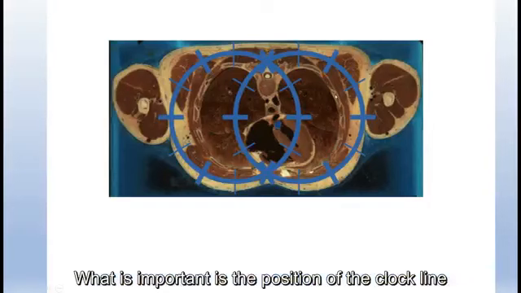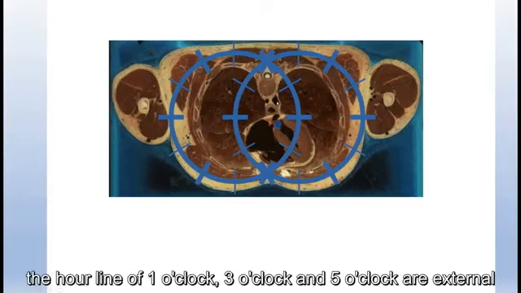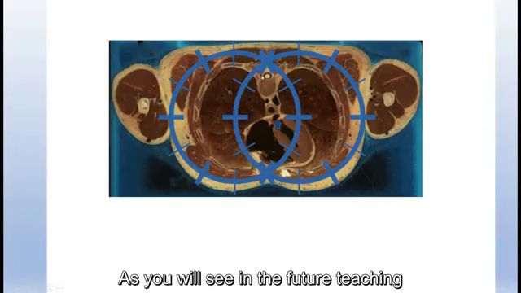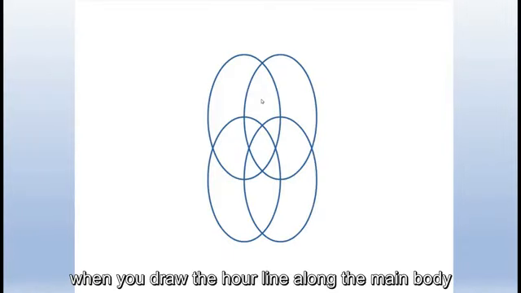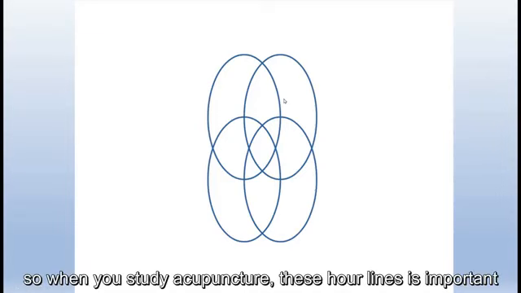What is important is the position of the clock lines. As you can see, the hour lines of 1 o'clock, 3 o'clock and 5 o'clock are external. The lines 7 o'clock, 9 o'clock and 11 o'clock are inside the area of the intersection. As you will see in the future teaching, when you draw the hour lines along the main body, they cover almost all the acupuncture points. So when you study acupuncture, these hour lines are important.